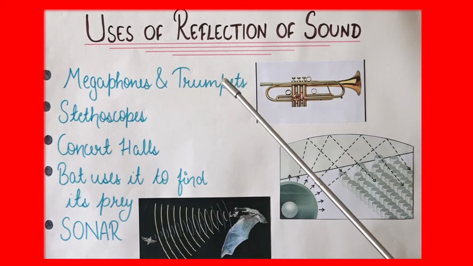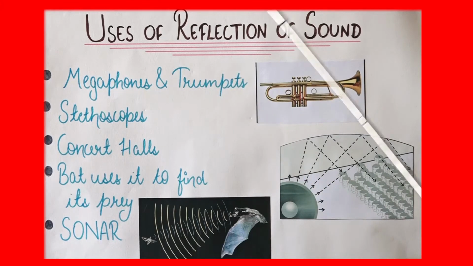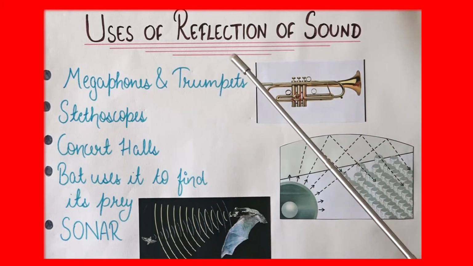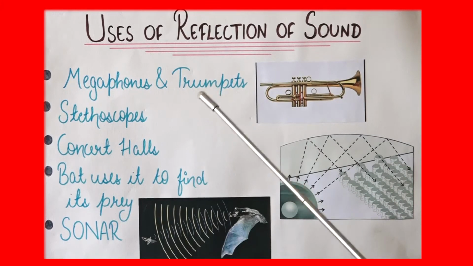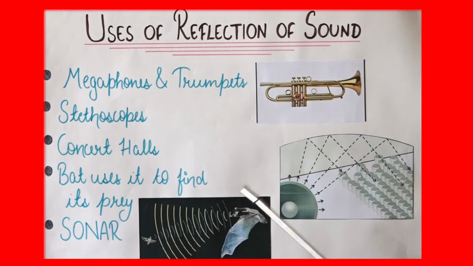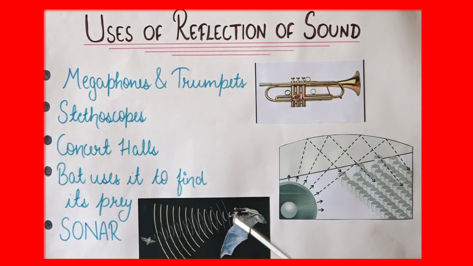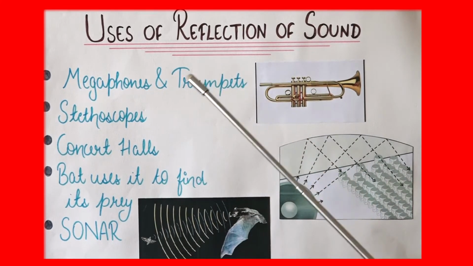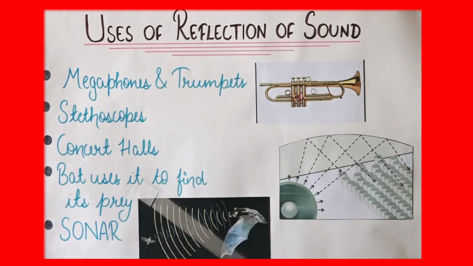A stethoscope is a medical instrument used for listening to sounds produced within the body, chiefly in the heart or lungs. In a stethoscope, the sound of the patient's heartbeat reaches the doctor's ears by multiple reflection of sound.